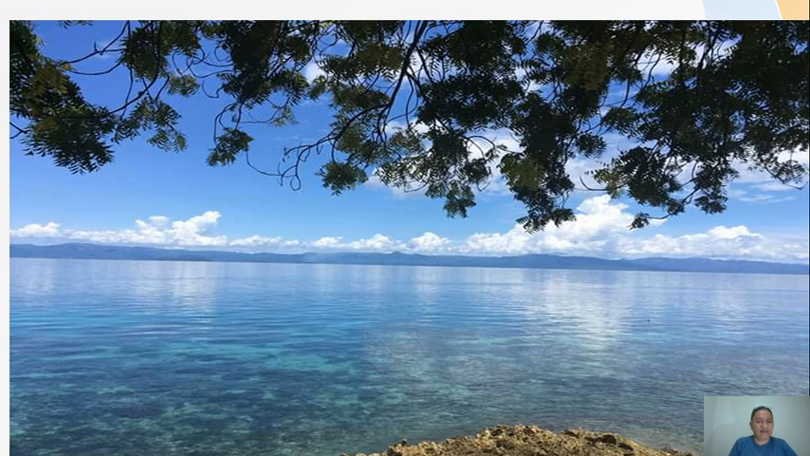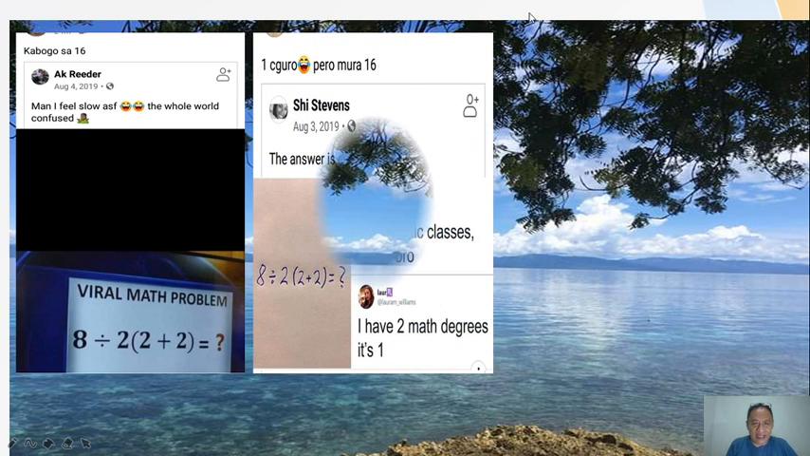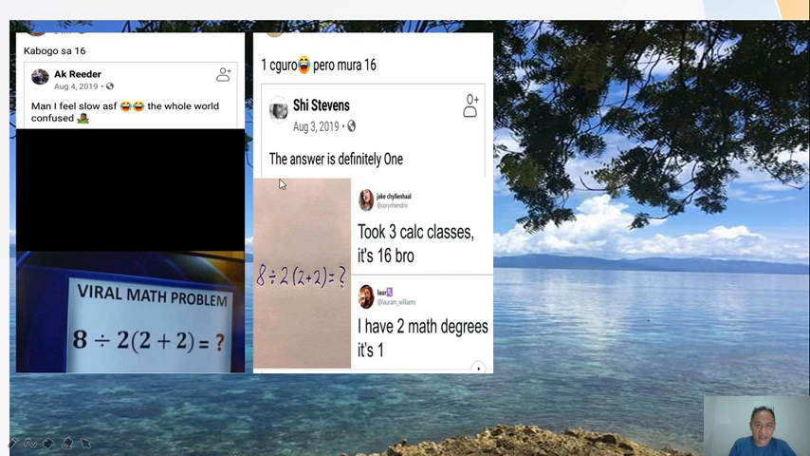Some days ago, I think these were some of the confusions, some of the remarks. It went viral. But if you look at the given, this is not a very complicated calculation. Yet the whole world is confused. Maybe some are saying 1, but it seems like 16. The answer is definitely 1. So they have different answers. Took 3 calculus classes and it's 16, bro. I have 2 math degrees. It's 1.